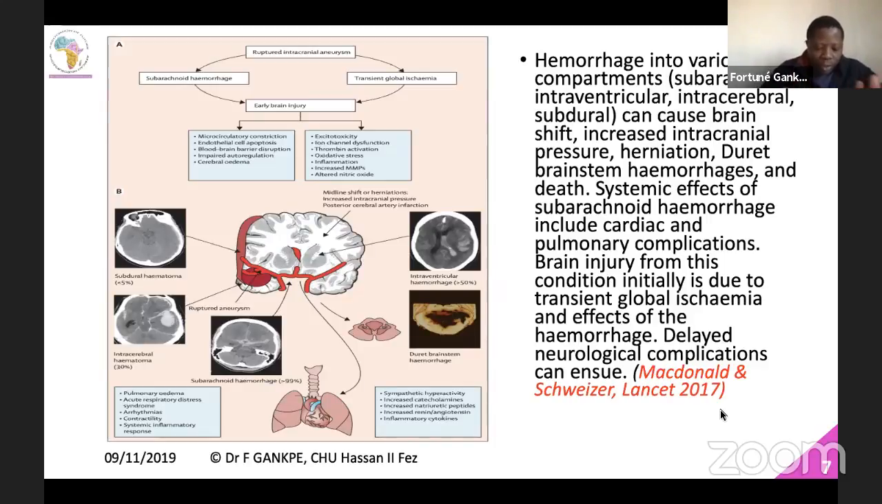There are two stages in the pathophysiology of subarachnoid hemorrhage. Subarachnoid hemorrhage injects blood into the subarachnoid space, and brain injury from subarachnoid hemorrhage occurs in two phases. There is early brain injury, shown by the neurological grade of the patient, which is caused by transient global ischemia and the toxic effect of subarachnoid blood. And there is a systemic response to subarachnoid hemorrhage that can affect organs like the lung, with pulmonary edema, the heart, with myocardiopathy, and the fluid and electrolyte balance.